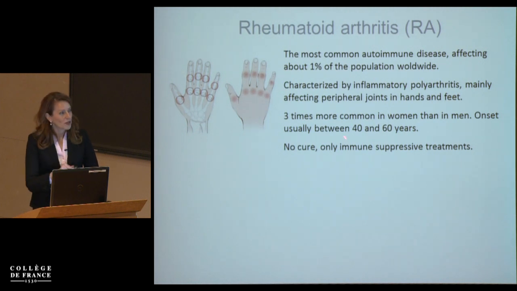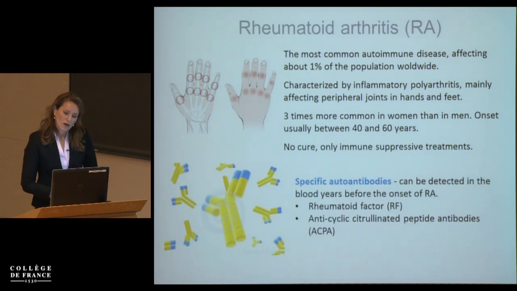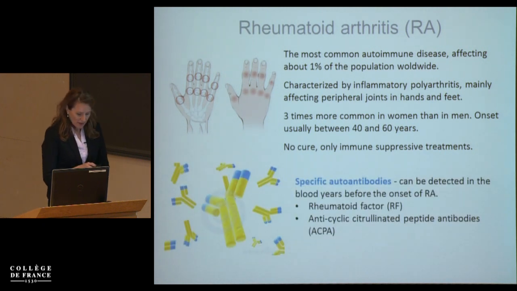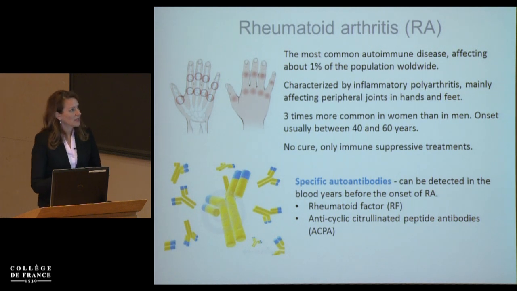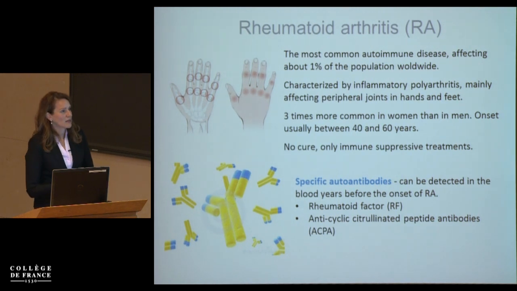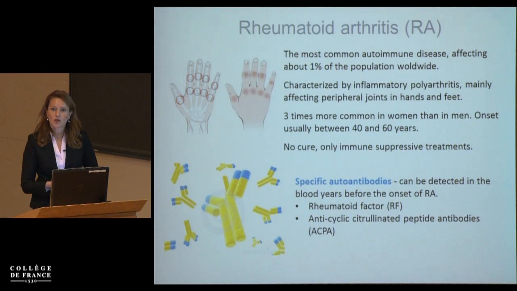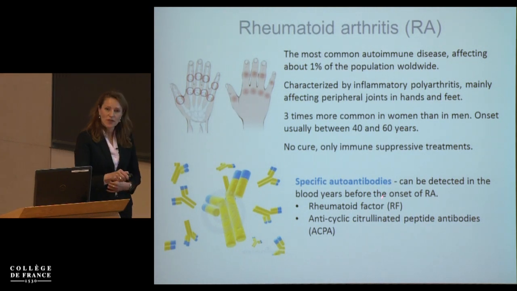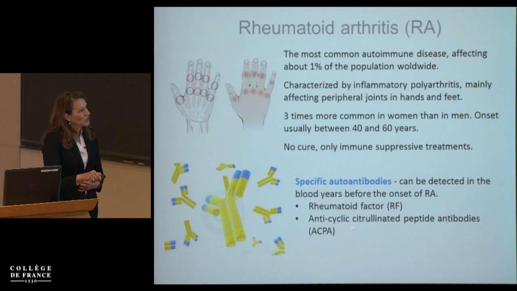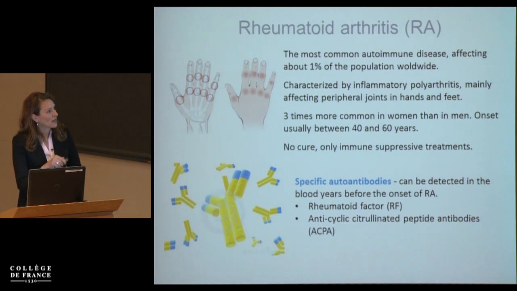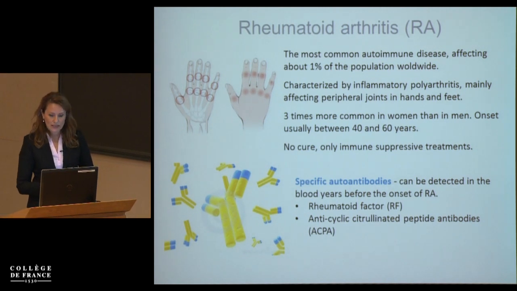Today there is no cure, but we have really good immune suppressive treatments. One very characteristic thing about this disease is that these patients develop autoantibodies in their blood. These are antibodies that react to your own tissue. The most common autoantibodies in rheumatoid arthritis are rheumatoid factor and anti-citrullinated peptide antibodies. These two together are really good for making the diagnosis of rheumatoid arthritis.